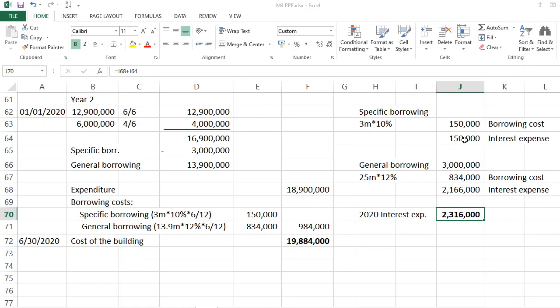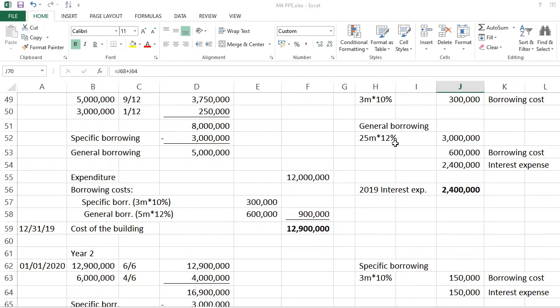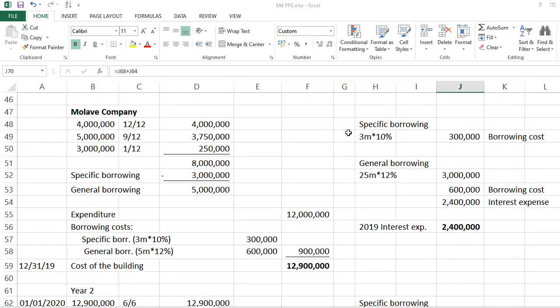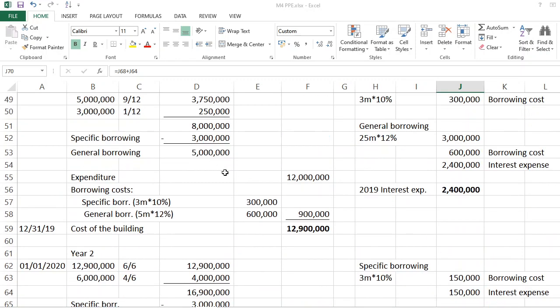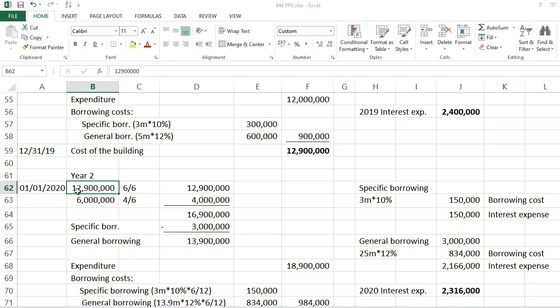So far, okay lang ba? Naka-follow ba? So, what's new about this problem? More than 1 year ang construction. So, what have we learned? Pag more than 1 year, first things first, ang average carrying amount mo on the beginning of the year 2 would be the cost of the building in year 1. And consider mo din kung ilang months siya natapos.